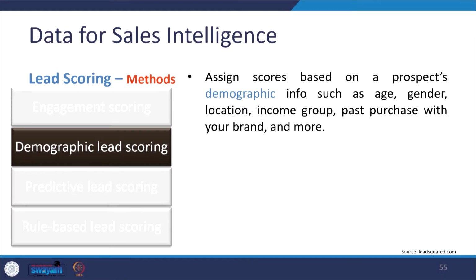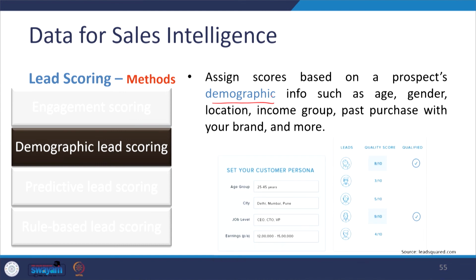Coming to the next method, that is the demographic lead scoring method. You assign scores based on the prospect's demographic information such as age, gender, location, income. So you take whatever information you collect from your forms. For example, if your target customer is female, let's say aged 24 to 25, living in metros like Delhi, Mumbai, you assign some score for each demographic parameter and then calculate the aggregate score, and that's how you can score your leads.